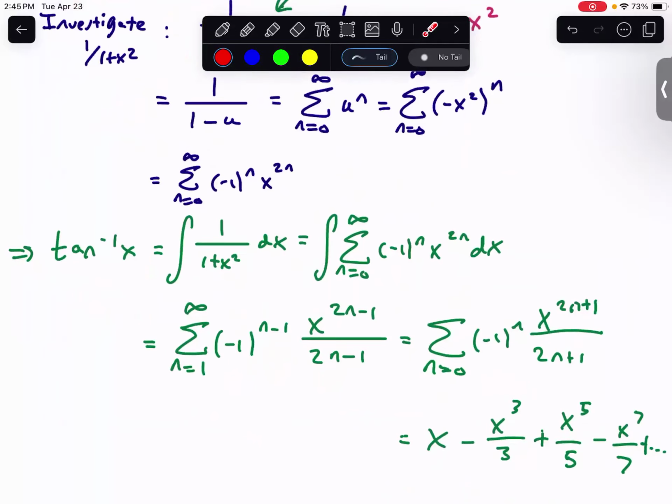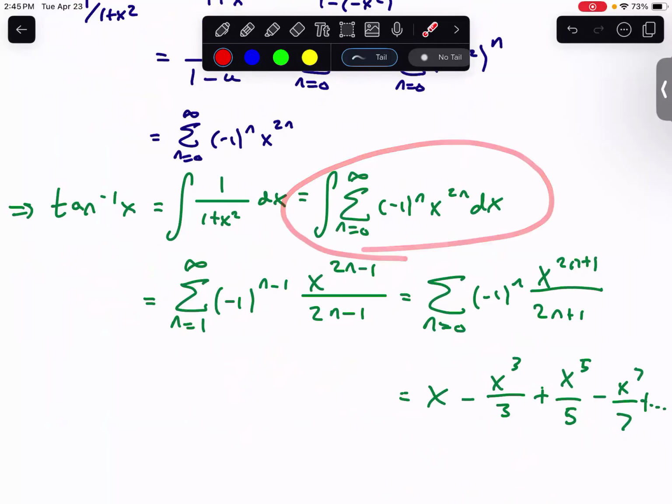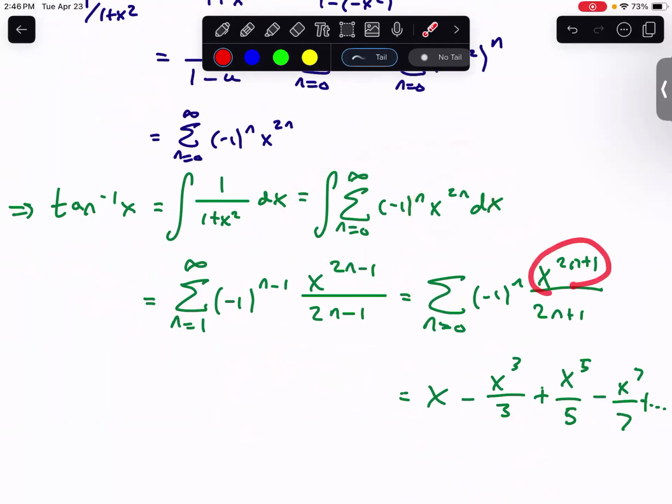Going from here to here, it took a lot of time explaining it. All that really happened was I was just doing the integral of x to the 2n, which is x to the 2n plus 1 over 2n plus 1. And it didn't change the actual index at all. So the minus 1 to the n's all stayed the same. This is a really unintuitive way of writing things out.